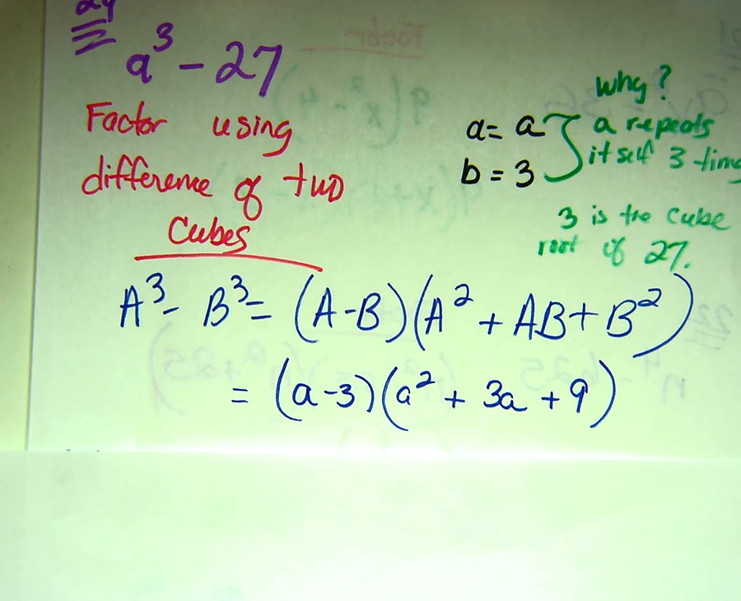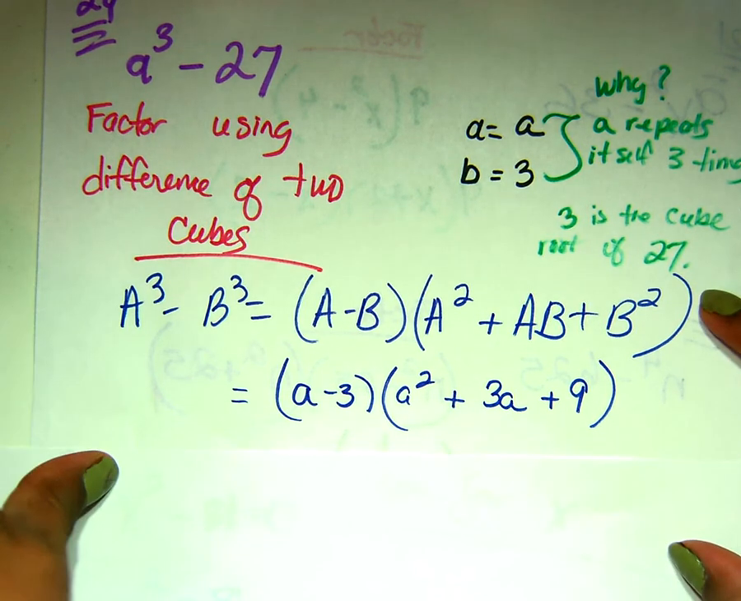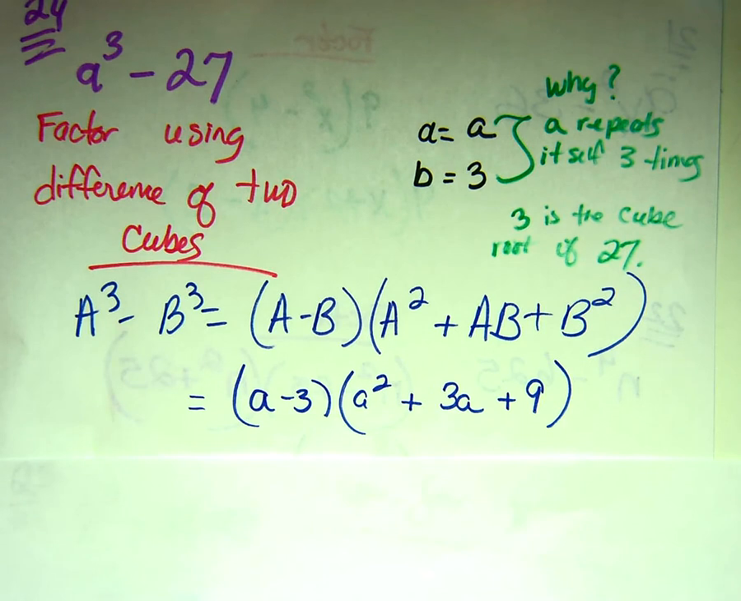Okay, well, let's figure out what's going on. You can't really see this green, so my apologies, but I gave you what a and b were. So my a is actually a itself, and the reason being, notice how this a repeats itself 3 times. The same thing with the b is 3. So why is b 3? Well, 3 just so happens to be the cube root of 27. Here's what I mean. 3 times 3 is 9. 9 times 3 is 27.